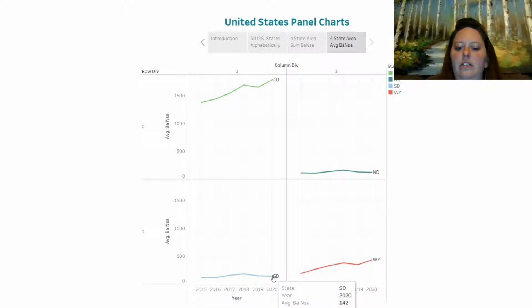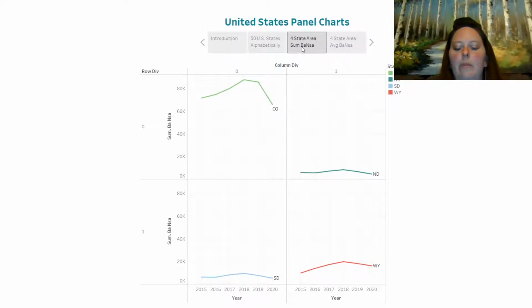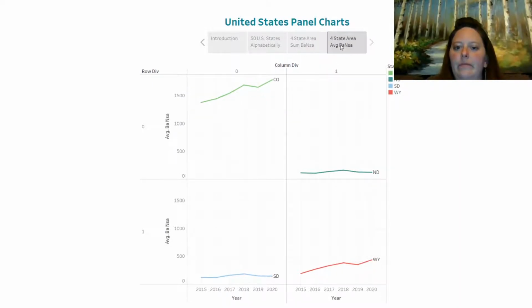Also, let's see here. In South Dakota, it was only around 150. Wyoming average had a lot more each year than, say, the sum of all of them included. I suppose with the averages you might exclude some of the outliers, or maybe some of the outliers were significantly higher. It's quite different, the information that you find from, say, a sum or an average, looking at the same data.